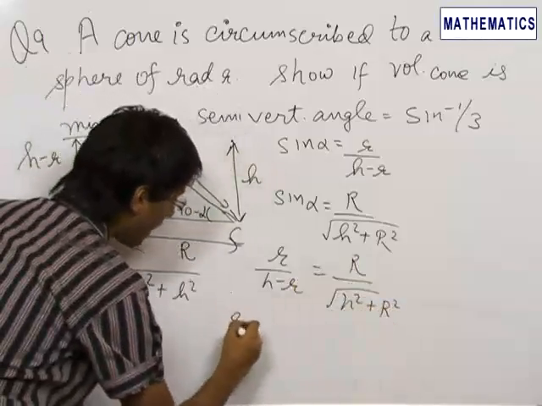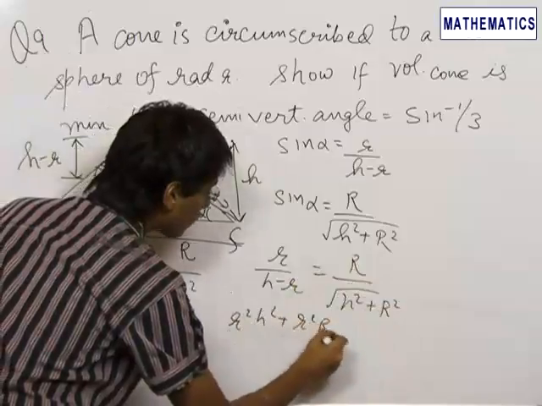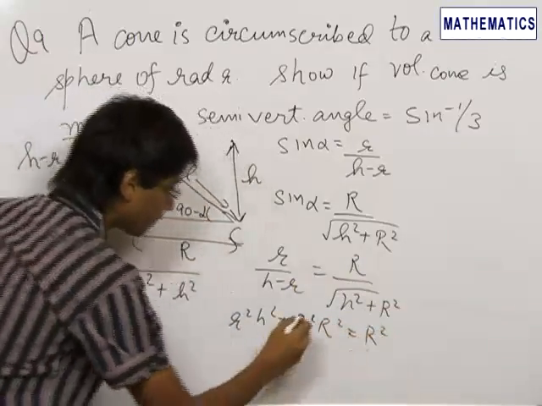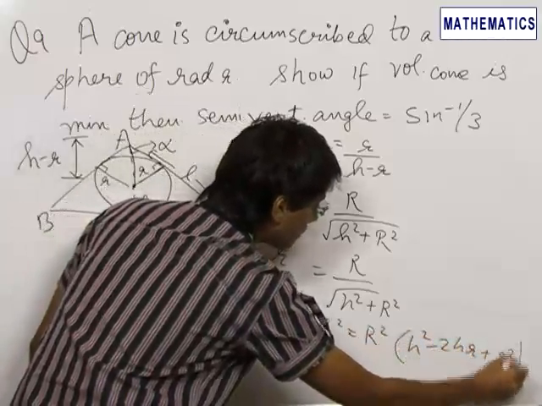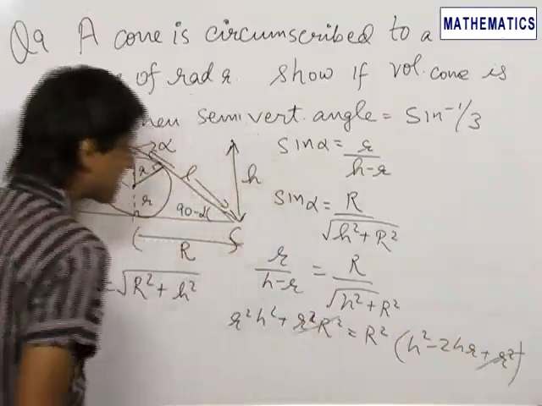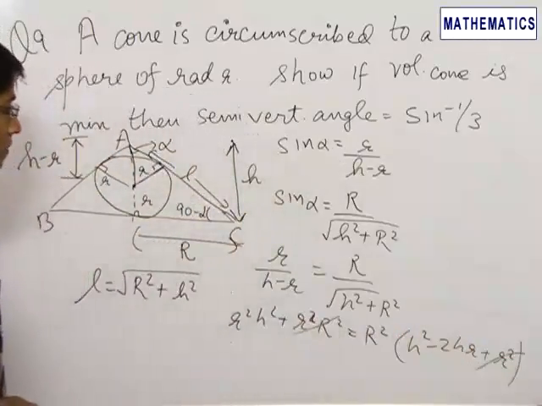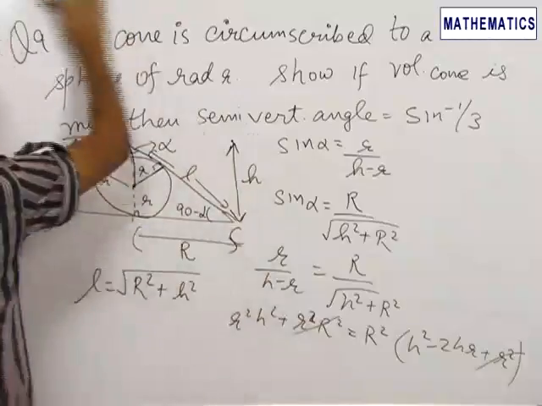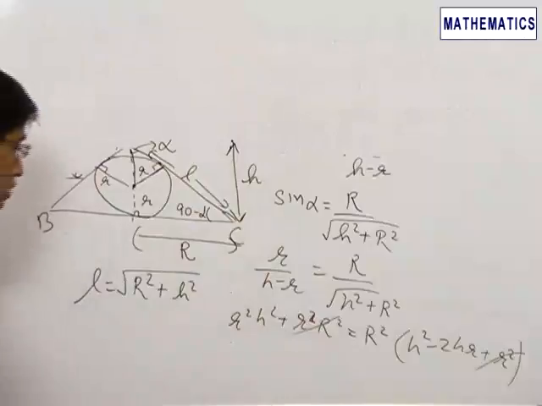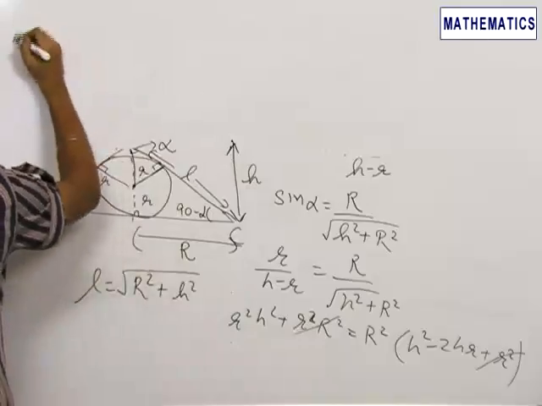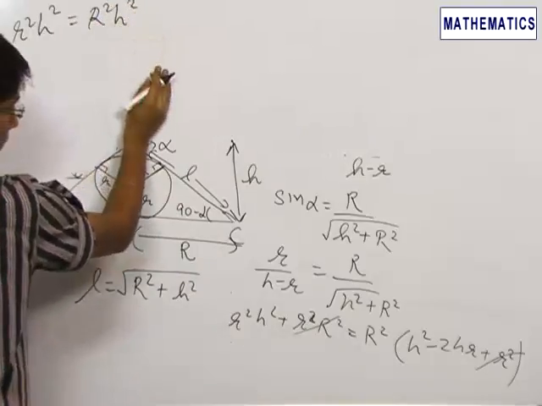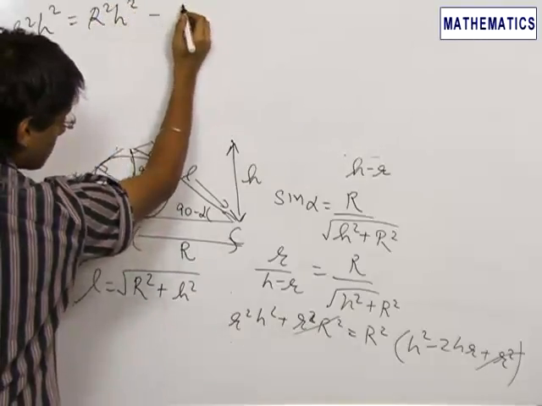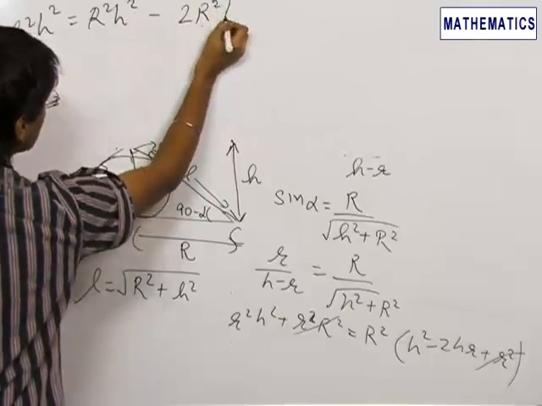Squaring both the sides, we get r square times h square plus R square is equal to R square times h square minus 2hr plus r square. This r square R square gets cancelled with the R square term in the left hand side. Hence we get the relation between small r, capital R, and small h. We get r square h square to be equal to capital R square h square minus 2 r R square h.